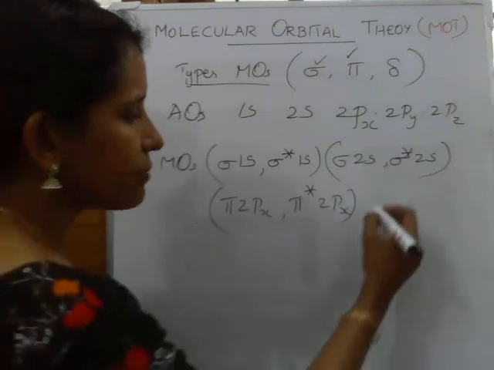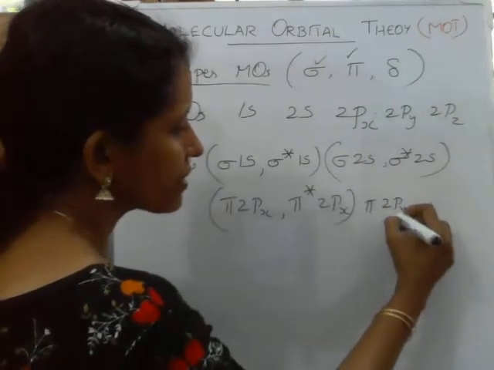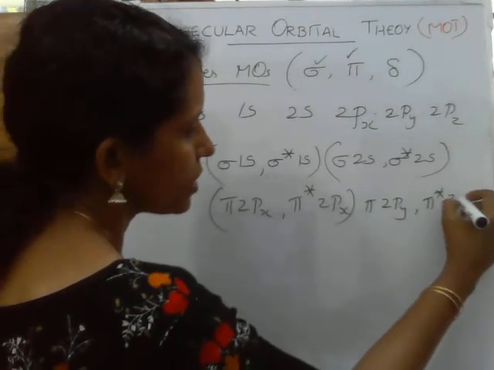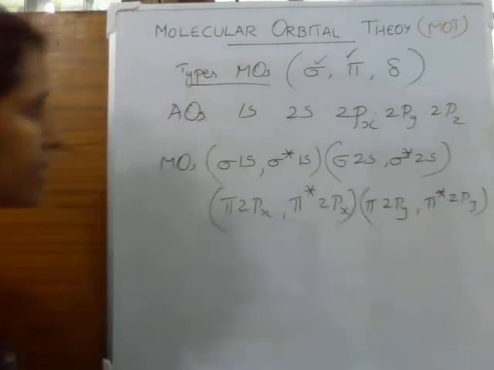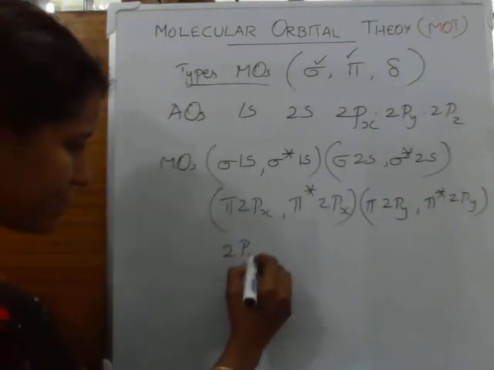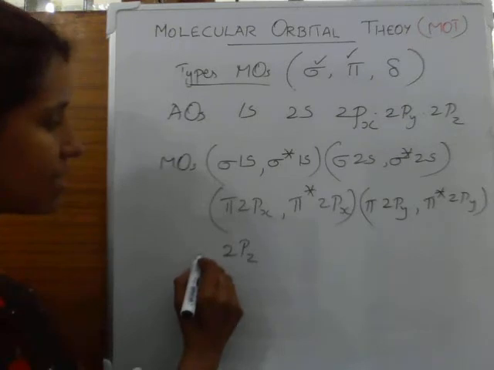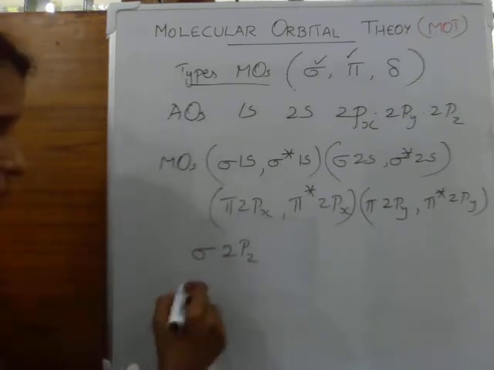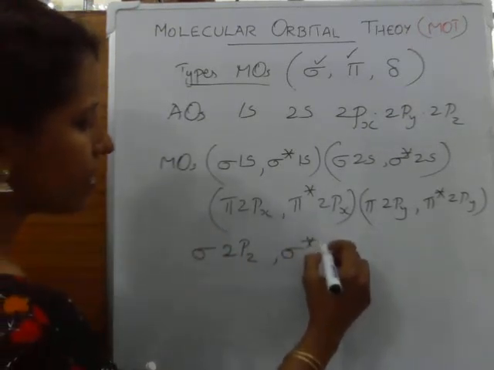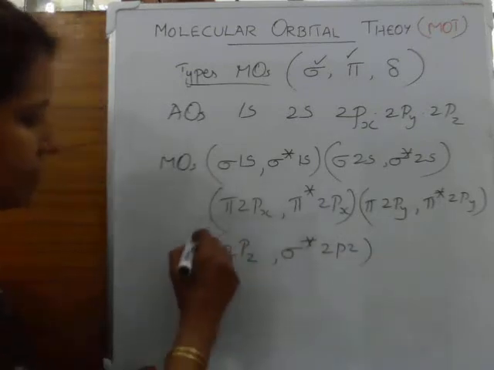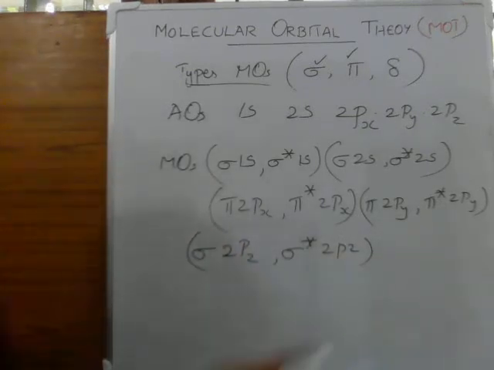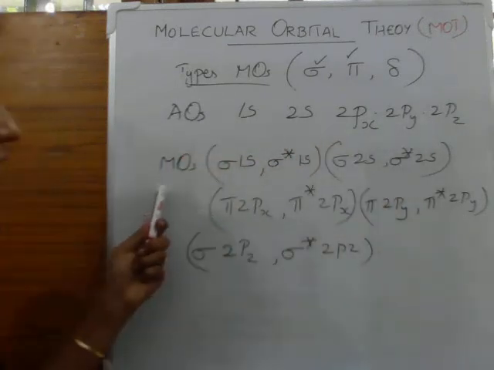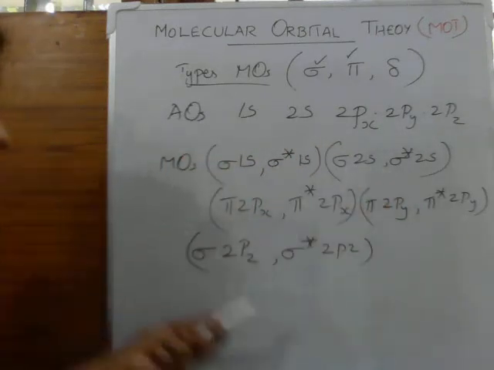2py also results in pi. So pi 2py, pi star 2py. Then we have 2pz. 2pz forms sigma MO. So sigma 2pz and sigma star 2pz. MOs formed from 2pz atomic orbital. So these are the atomic orbitals. These are the orbitals in molecules. That is molecular orbitals.